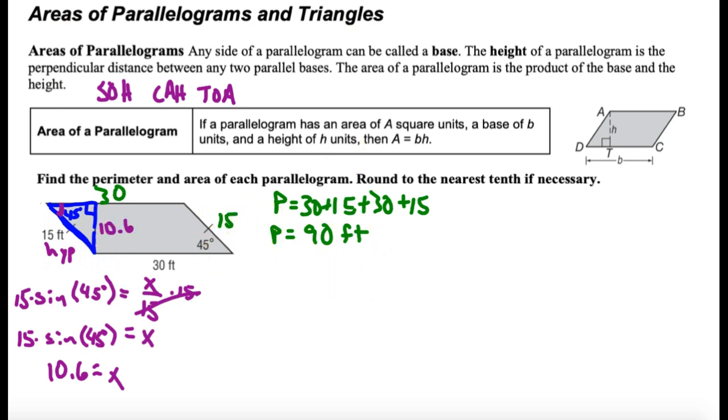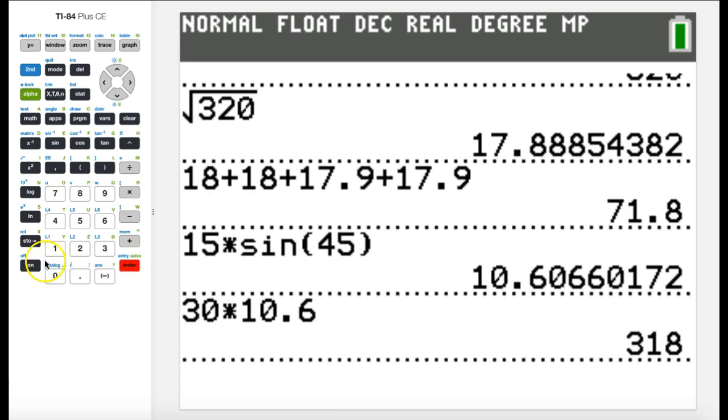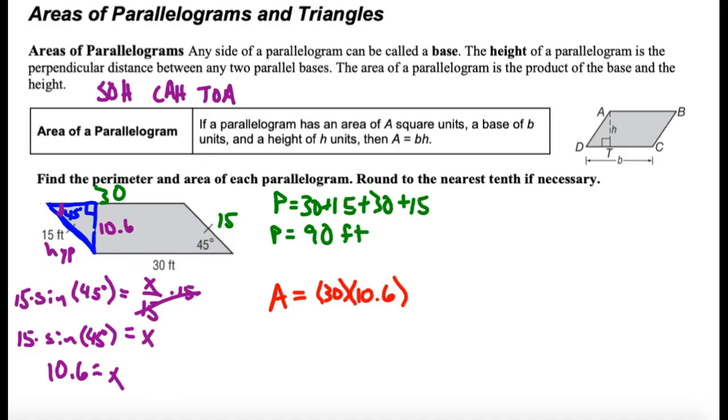So now I can easily find my area. My area is going to be the base, which is 30, times the height of 10.6. We can put that into the calculator, 30 times 10.6, and that'll get me 318. So 318 square feet.